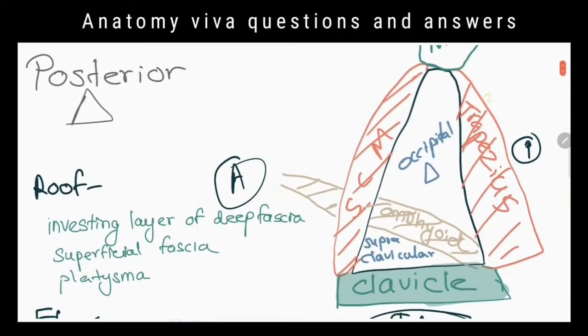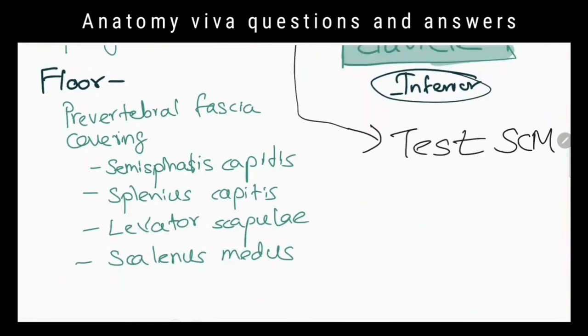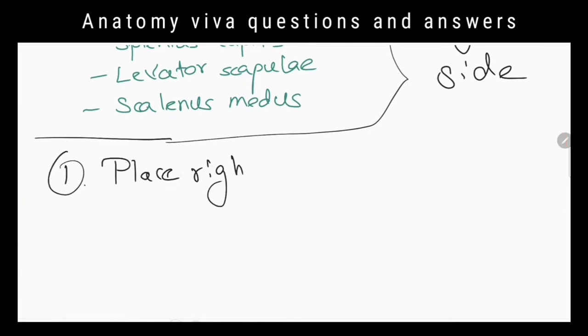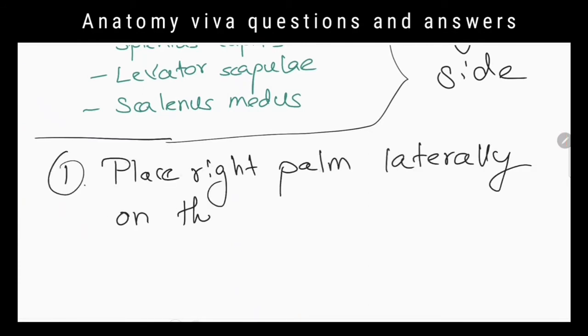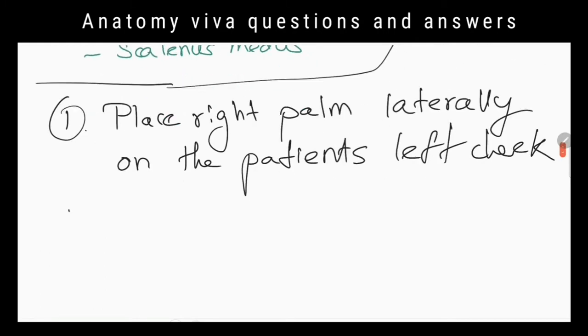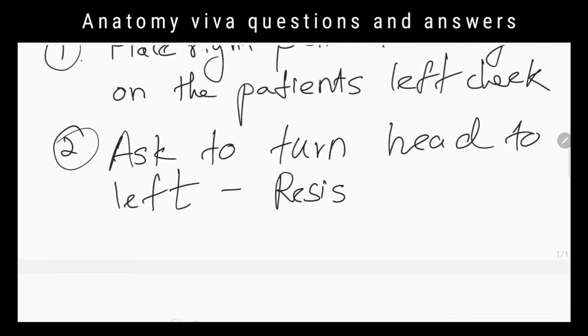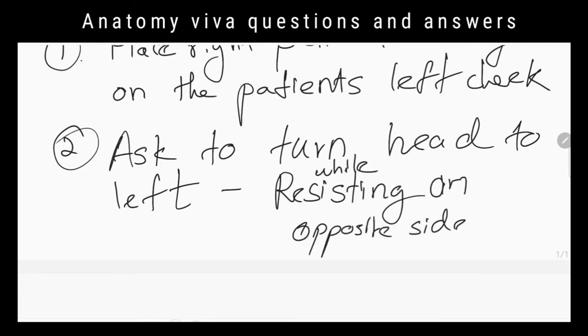What is the nerve supply to the trapezius muscle? Spinal part of the accessory nerve. Tell me another muscle supplied by the same nerve. Sternocleidomastoid muscle. How to test the right side sternocleidomastoid muscle? By placing the right palm laterally on the patient's left cheek and asking the patient to turn his head to the left side, resisting the pressure we are exerting in the opposite direction.